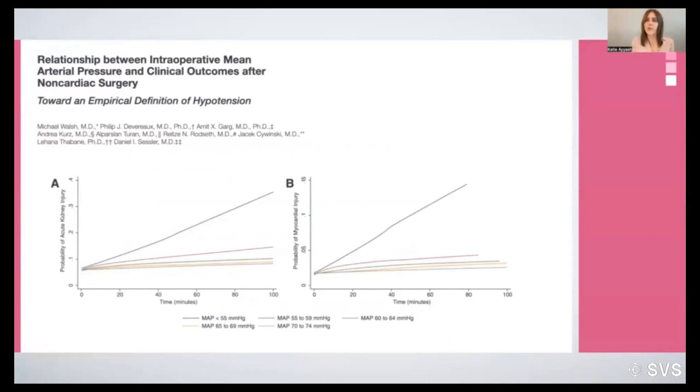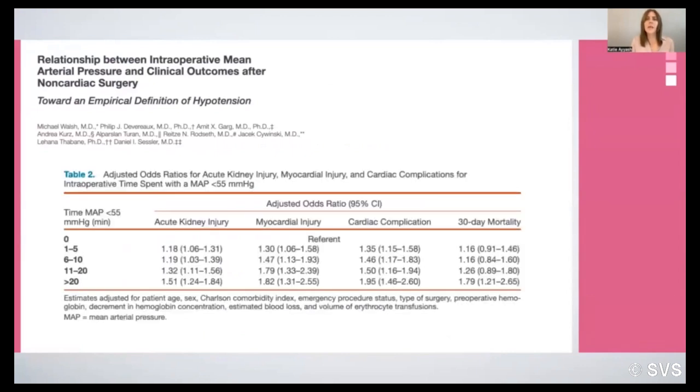And we can see from the graphs that a mean arterial pressure of less than 55 was associated with both acute kidney and myocardial injury. And this risk increased with the amount of time spent below this threshold. So if we look at acute kidney injury, after 40 minutes the risk is doubled, and after 80 minutes the risk is tripled. Even if you spend a couple of minutes below a MAP of 55, it increases your risk of developing both renal and cardiac injury. So the longer the time spent in hypotension, the higher the risk of AKI and myocardial injury.